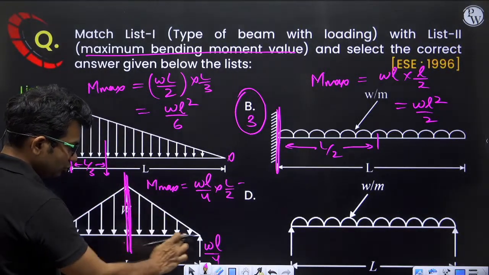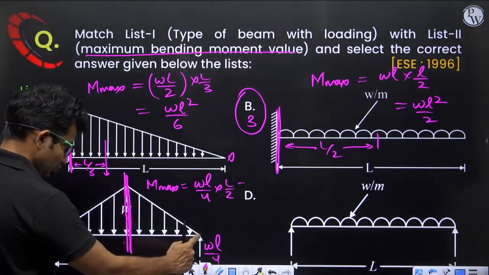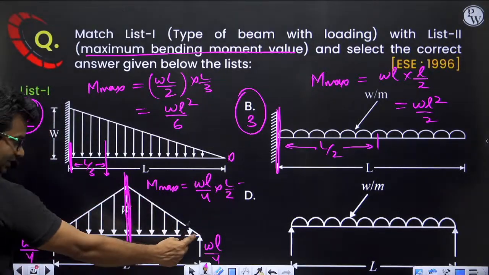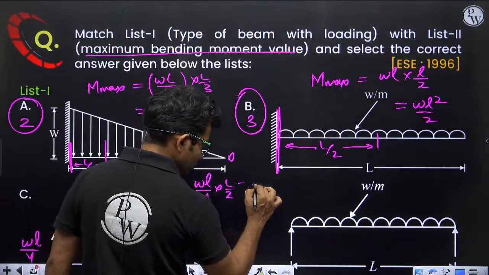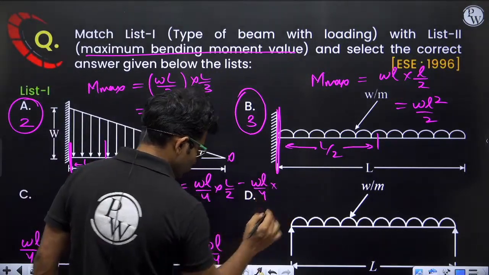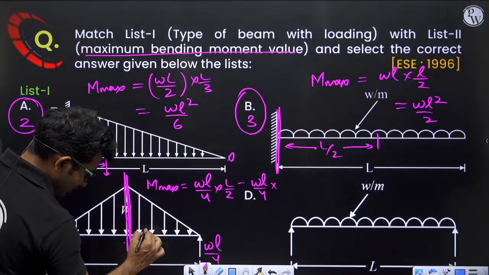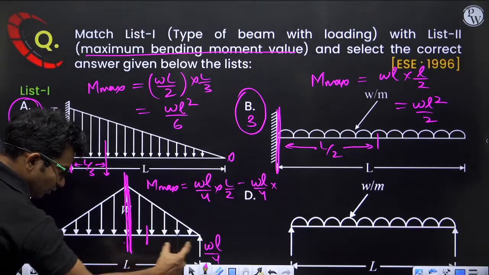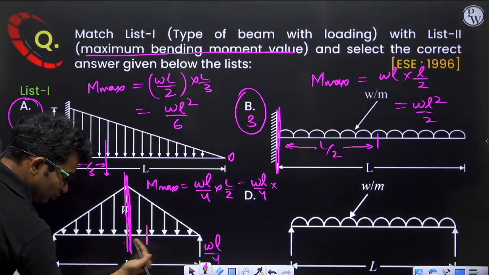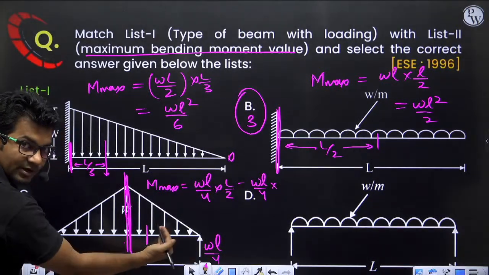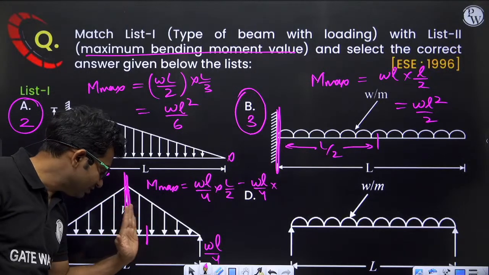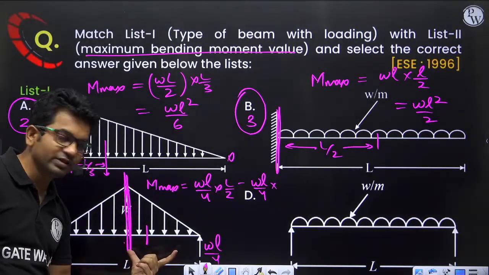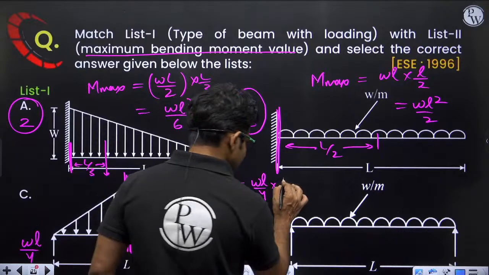This loading will also be WL by 4. Okay, total load was WL by 2. This loading will also be WL by 4. So WL by 4 into the perpendicular distance. Here the perpendicular distance will be 1/3 of L by 2. This distance is L by 2, and the centroid of this triangle will be 1/3 of L by 2, which means L by 6.